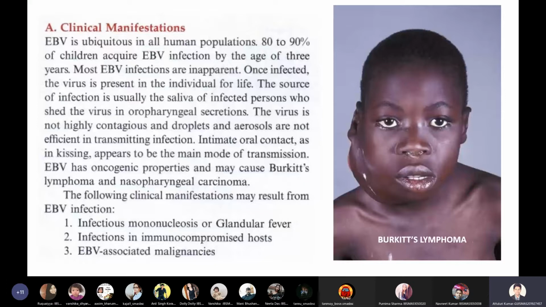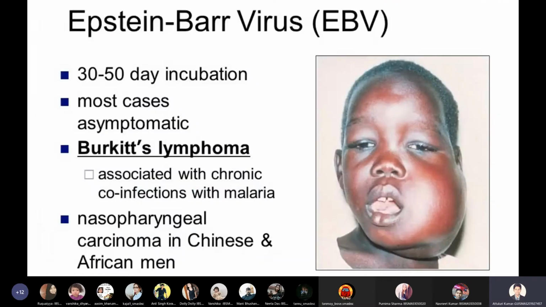And also it will cause nasopharyngeal carcinoma, which is a cancer in the nasopharynx in the mouth. So in the nasopharyngeal region, we may get carcinoma. This particular carcinoma is called nasopharyngeal carcinoma. So these are the overall clinical manifestations that can be seen with Epstein-Barr virus infection. It will cause Burkitt's lymphoma, nasopharyngeal carcinoma, and infectious mononucleosis. Classically, this disease is called kissing syndrome.